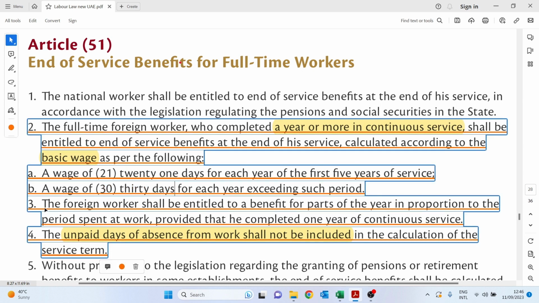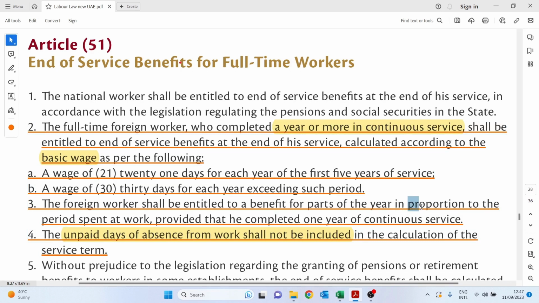Now here, another third point, the foreign worker shall be entitled to a benefit for parts of the year in proportion to the period spent at work, provided that he completed 1 year of continuous service. So after 1 year of service, we need to accrue the end of service benefits here. Whatever the proportion, means if he worked 1.5 years, we need to give him for the 6 months also, not only for 1 year. If it is 2 years, 2 years. If it is 2 years and 3 months, then the proportion of 3 months also we need to give. And the unpaid days of absence from work shall not be included. That means leave salary, whatever outstanding leave, will not be included in this calculation.